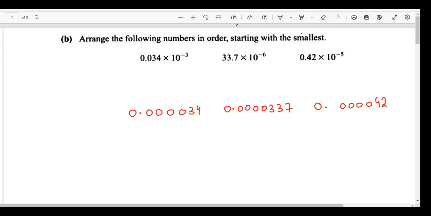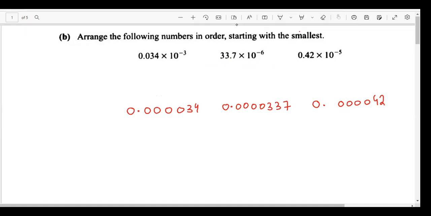We have -3 here, so this decimal would move 3 units. So we have 3 zeros, then 6. We would be having 4 zeros because we already had 2 digits. So we have 4 zeros and then 5. So for this one, we need to have 1 0 here. Okay. Now, which number is the smallest?